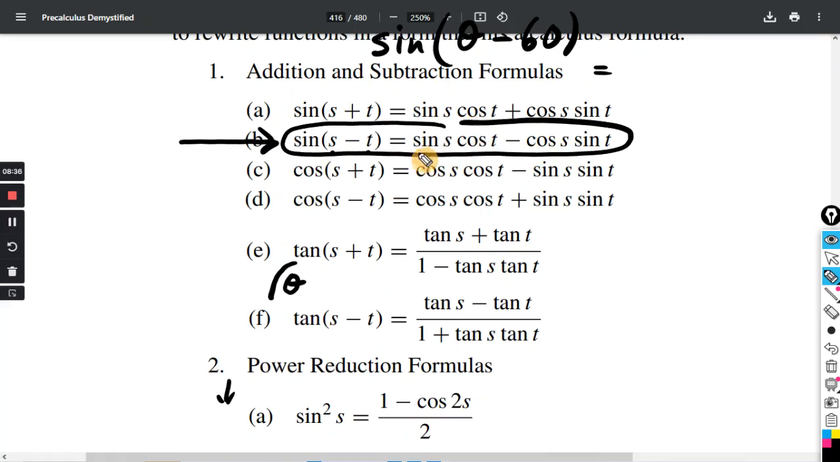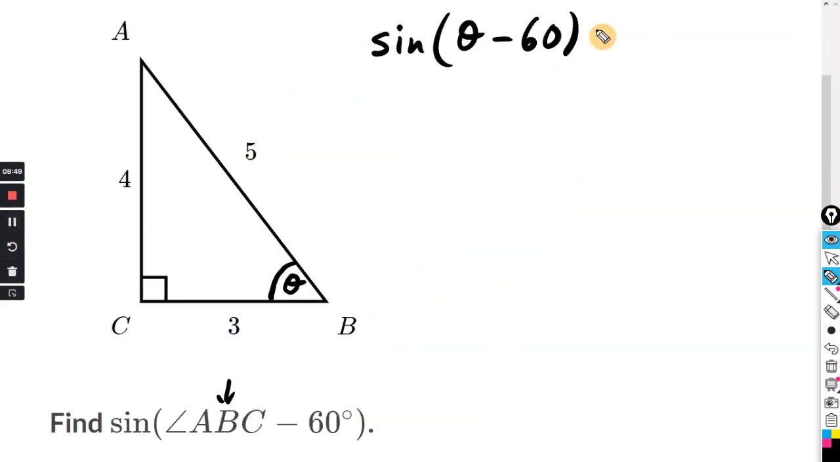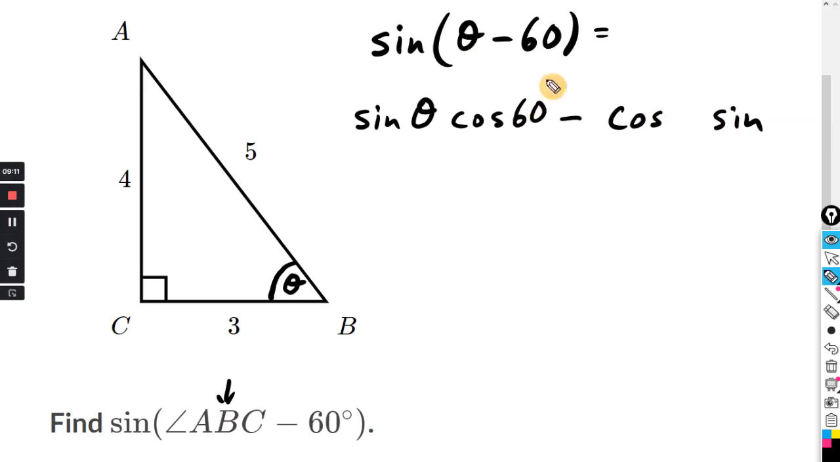All right, so I'm just going to remember this and go back to the other screen. Sine cosine minus cosine sine. First letter is S, second letter is T. But in our case, it's theta and 60. So we said sine cosine minus cosine sine. This was theta right here, and this was 60 right here, and this was theta right here, and this was 60 right there.